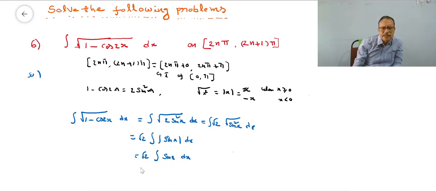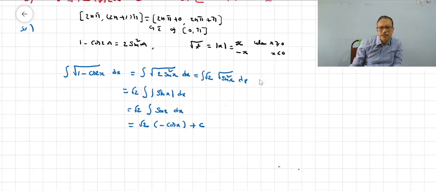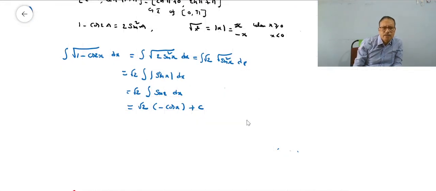So modulus of sin x can be written as sin x dx. So this is equal to root 2 into, now what is the formula of integral of sin x? Minus cos x plus constant. So that is equal to minus root 2 into cos x plus constant. Okay.